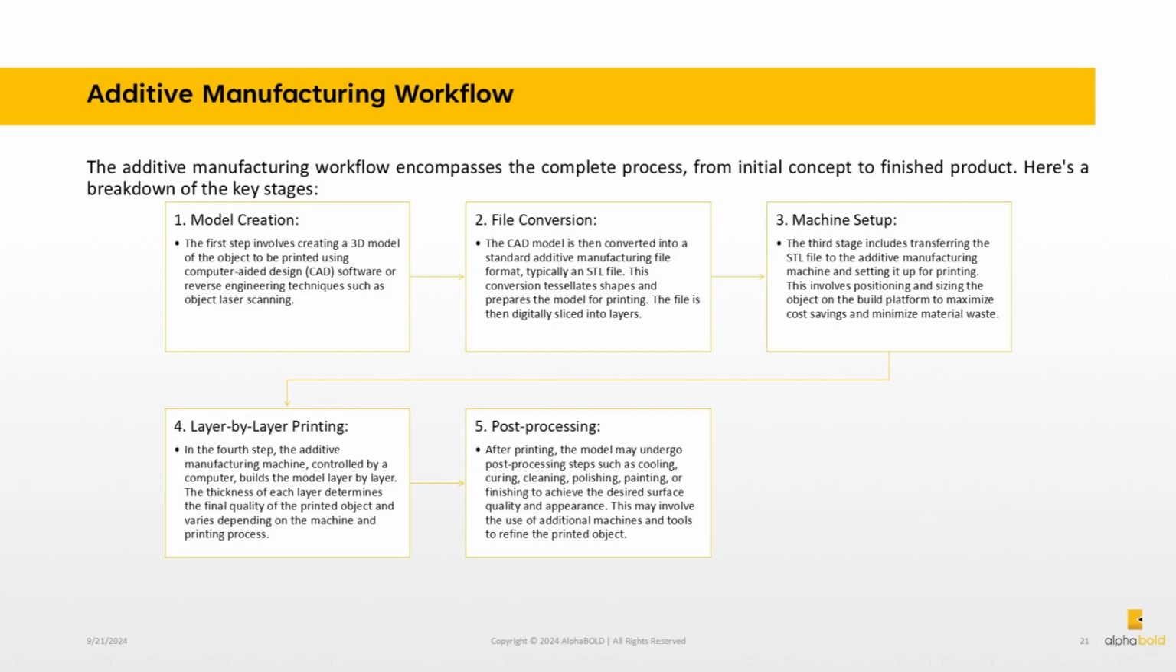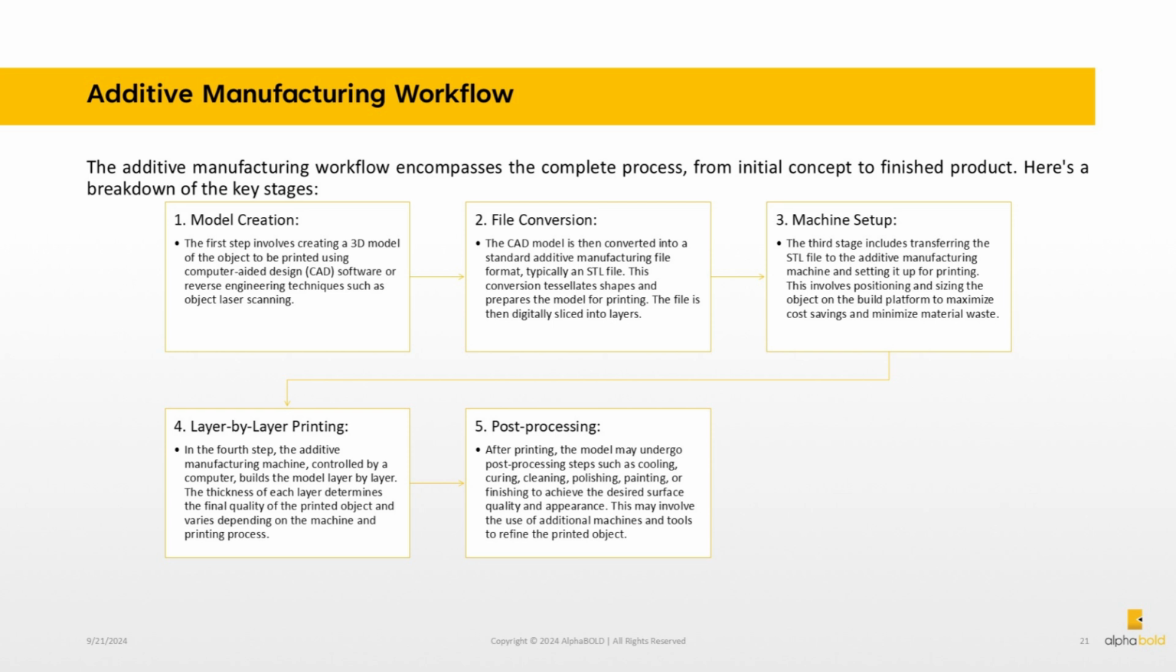The additive manufacturing workflow encompasses the complete process, from initial concept to finished product. Here's a breakdown of the key stages. 1. Model creation. The first step involves creating a 3D model of the object to be printed using computer-aided design, CAD, software, or reverse engineering techniques such as object laser scanning.